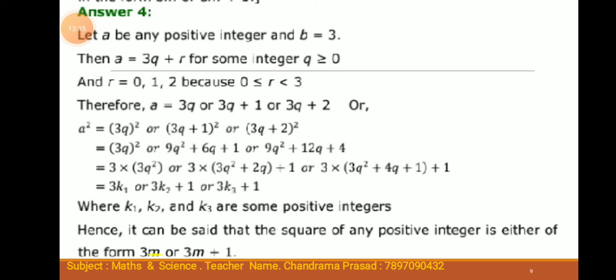Hence, the square of any positive integer is either in the form 3m or 3m + 1. This is the answer.